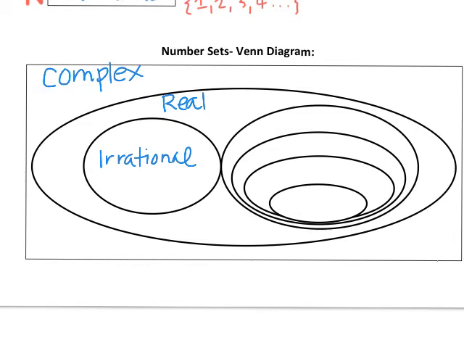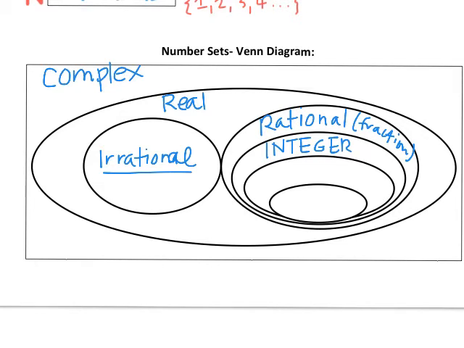So over here in this circle I'm going to write irrational. Those are the numbers that cannot be written as a fraction. And then we have rational numbers as well. Remember that real numbers are rational and irrational. But rational just means they can be written as a fraction. Irrational cannot be written as a fraction. Underneath rational we have integers, because integers can be written as fractions.